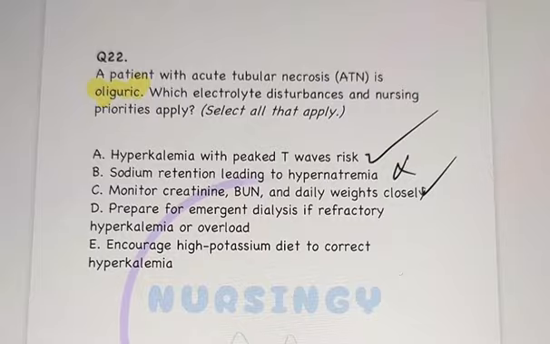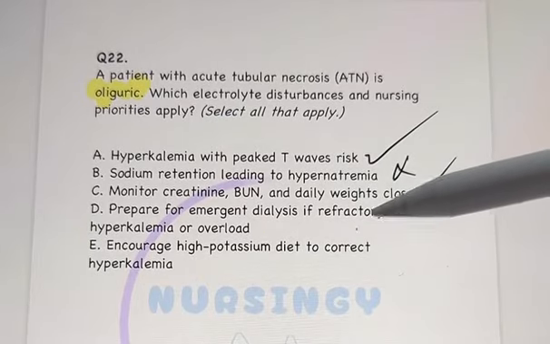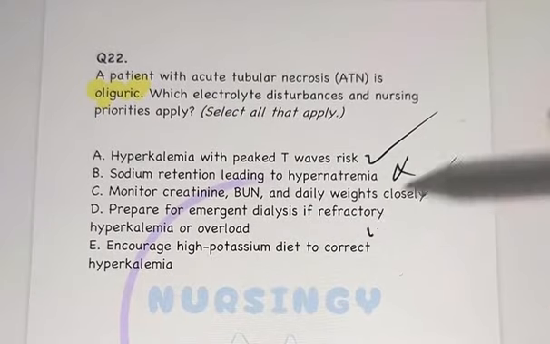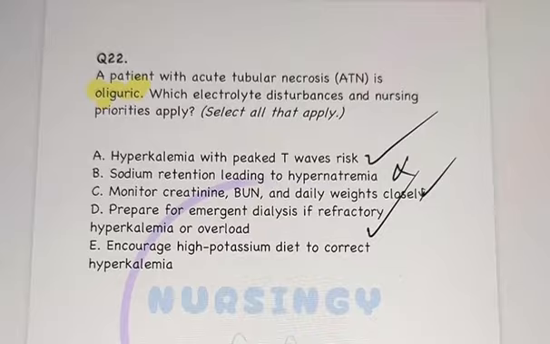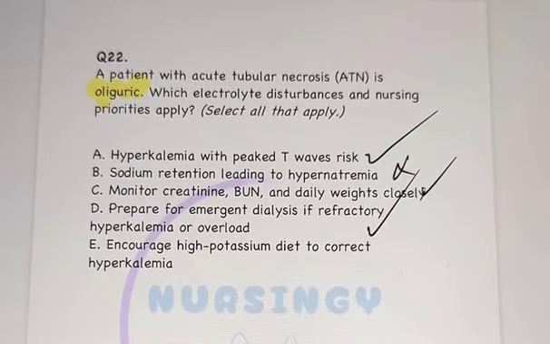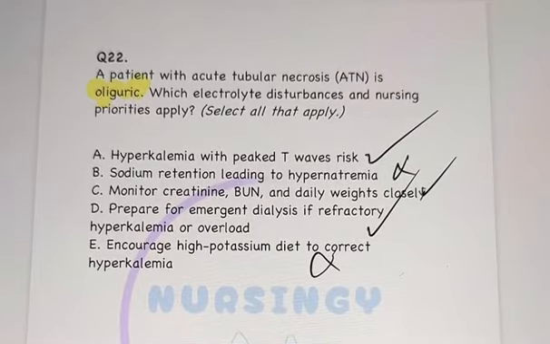Because especially hyperkalemia, when it is refractory and cannot be managed with medication, then we need to do the dialysis. I will explain that after E. Encourage high potassium diet to correct hyperkalemia. E, no. We need to restrict high potassium diet. Refractory means where medications are not working now.